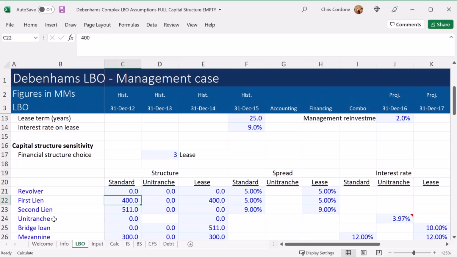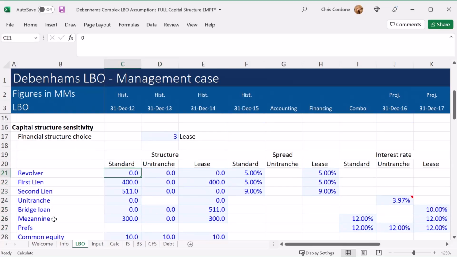So the first thing, again, we'll take a look at how this is laid out and what's in this structure. For the traditional or standard, we have a revolver, which is typically not funded at close, but used to plug working capital needs going forward. We then have a first lien and second lien debt. This would be the senior debt in the transaction, the first lien having the first claim on the assets, the second lien being senior as well, but having a second claim on the assets. This might be term loan A and B. This could be term loan B and C.